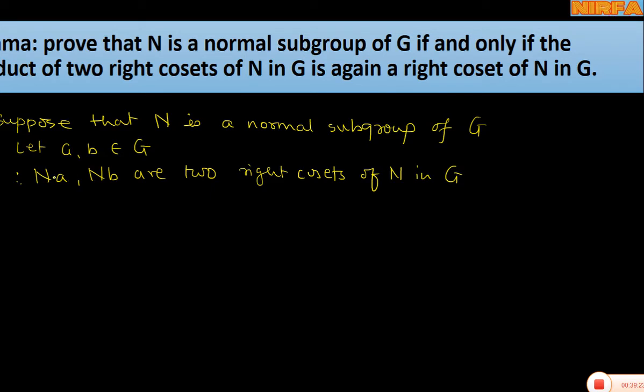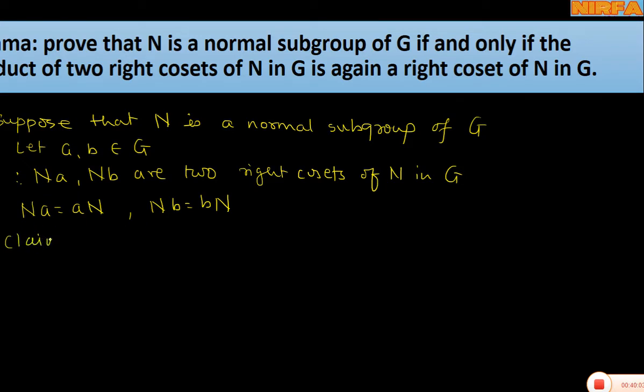Now we want to show that the product of these two right cosets NA and NB is again a right coset of N in G. But you know that N is a normal subgroup, and we are considering NA as a right coset, and already we have proved that when N is a normal subgroup of G, then every left coset of N in G is equal to a right coset of N in G. Therefore, we can write NA is equal to AN and NB is equal to BN, according to the previous lemma.